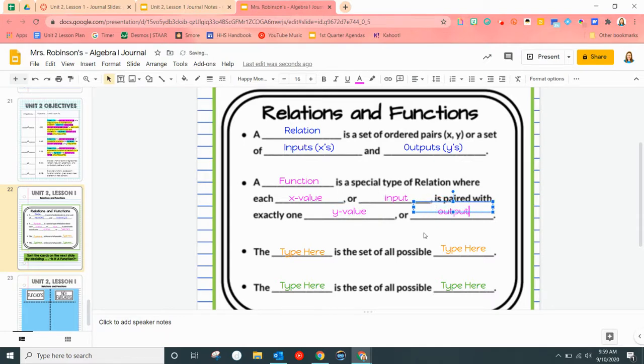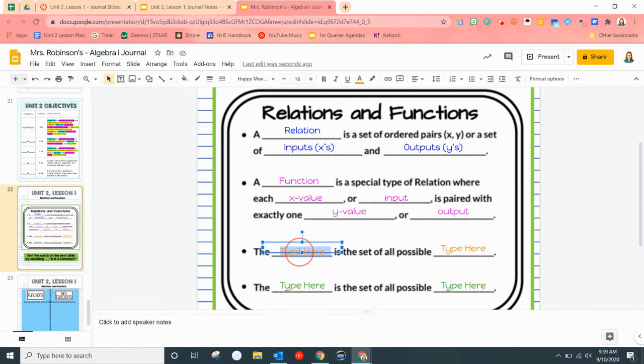So basically, if I input any value into a function, an x value, an input, I only get a single output. I can't get two outputs. That's important. When I input something into my function machine, I only get one output.